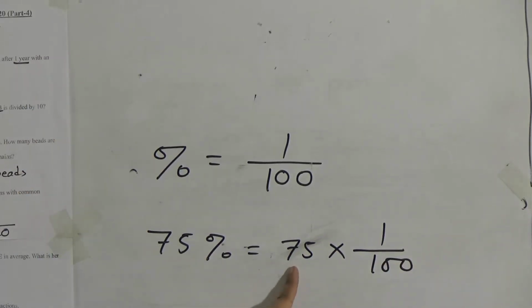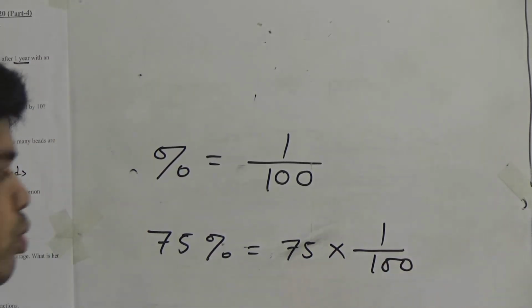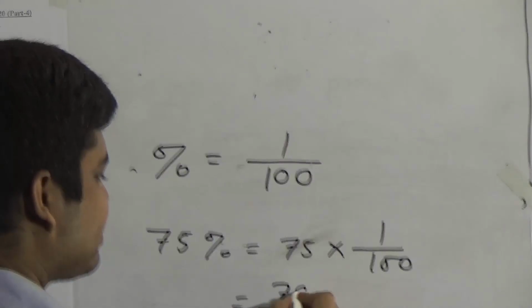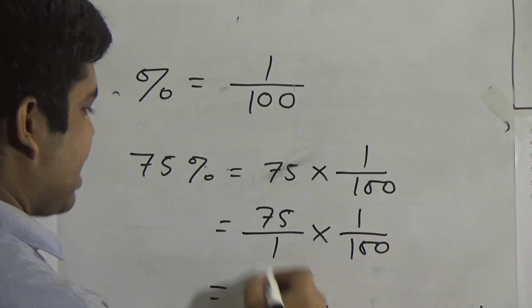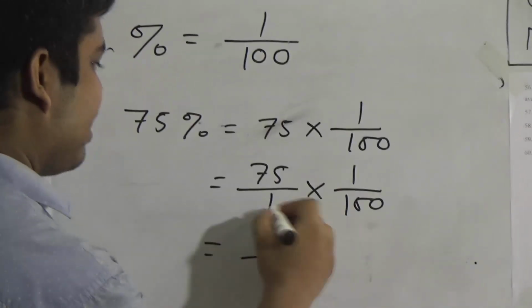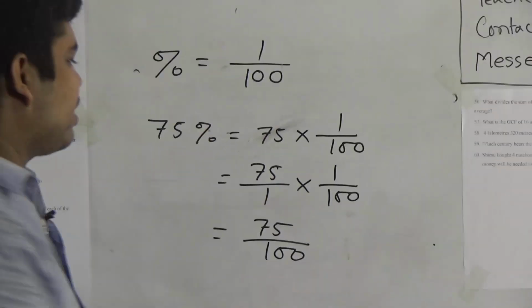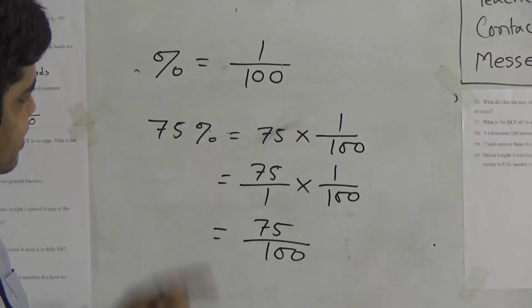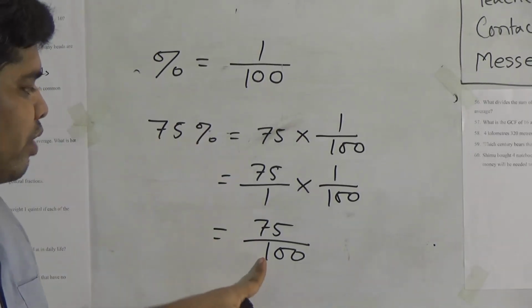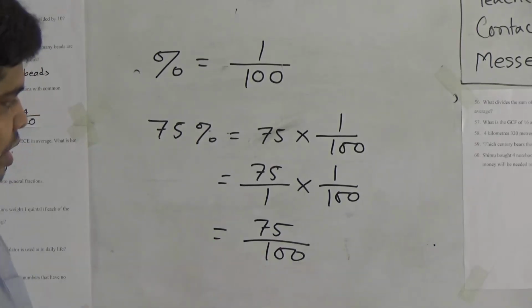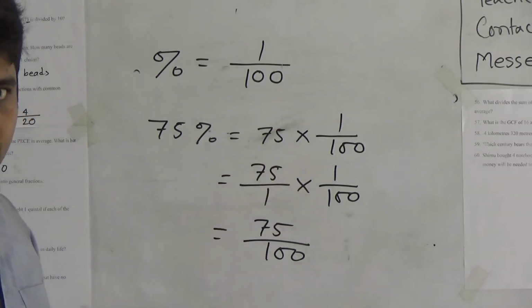Notice every number has a denominator which is 1. So we write this as 75 by 1 and 1 by 100. Now this time 75 ones are 75 and 100 are 100. But if you can easily understand that 75% means 75 by 100, then it will be better. But if you don't understand, then you write this way. I hope you have understood.